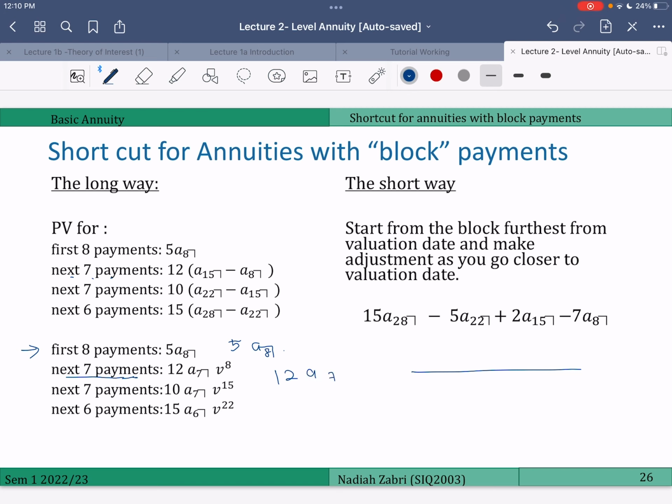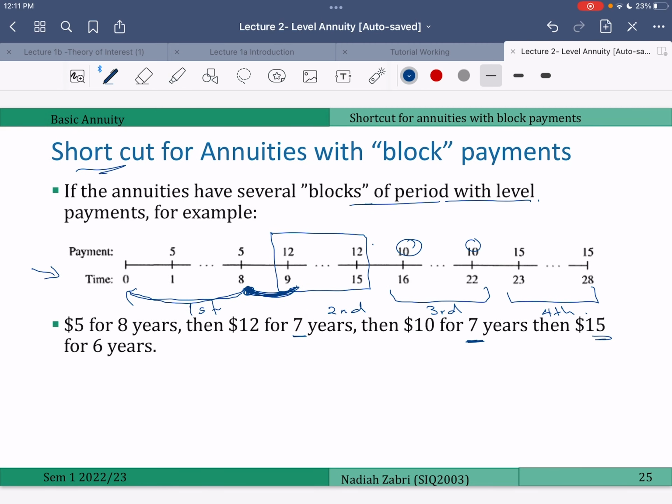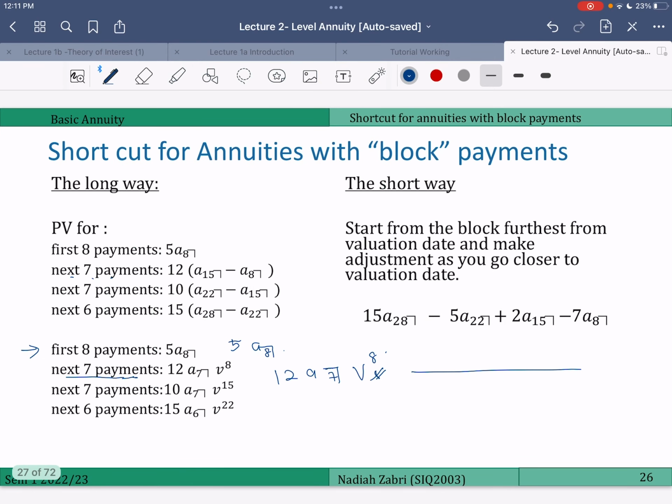12A angle 7 is the annuity, and then we have to discount it for another 8 years because it is deferred for 8 years. Okay, and then the next 7 payments, the payment is 10, so it's also over 7 years. So it's again A angle 7, but the payment is 10.